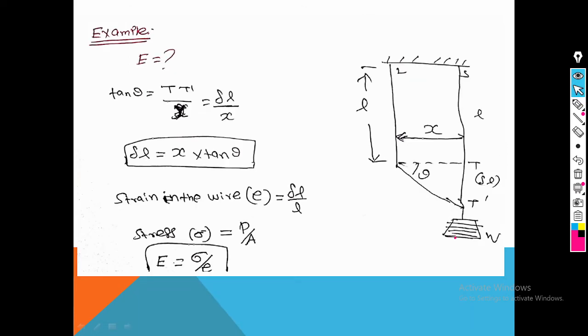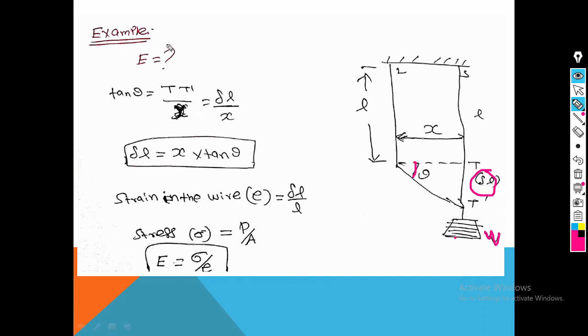Next is one problem. Here the top side is fixed and on the other side two wires are attached at a distance x. The length of the wire is L. At the other end, some weight W is attached. Automatically the wire expands, so the expanded length is del L, and the angle is theta.